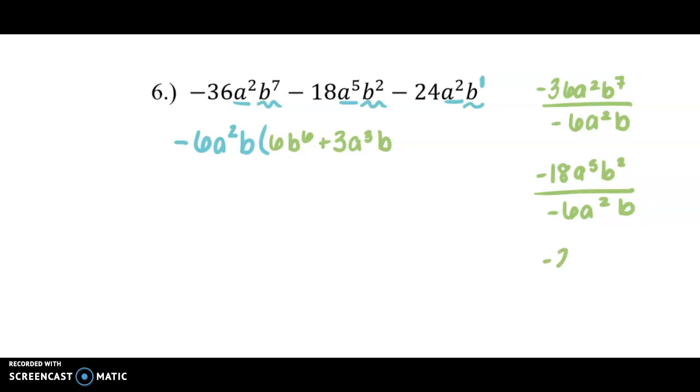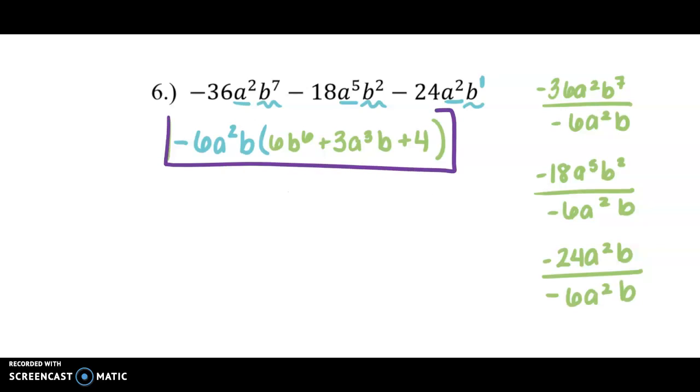Then the last one, negative 24a squared b divided by negative 6a squared b. Negative 24 divided by negative 6 is going to give me positive 4. A squared divided by a squared cancels out. B divided by b cancels out. So all I'm left with is 4 there. So that would be my final answer. And again, you could go ahead and check by distributing that negative 6a squared b to all 3 of those terms to make sure that you would end up with what we started with.